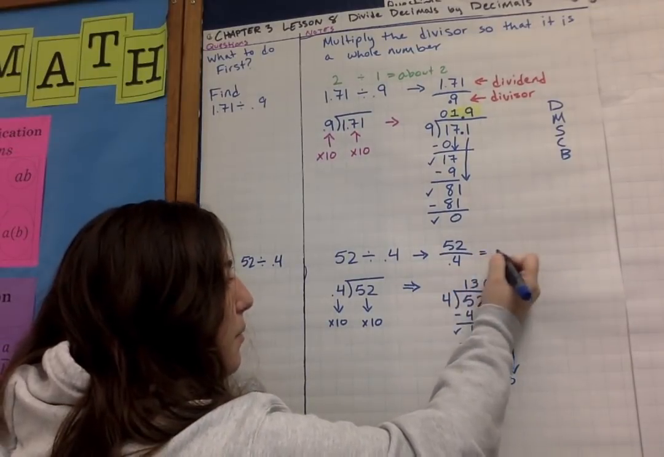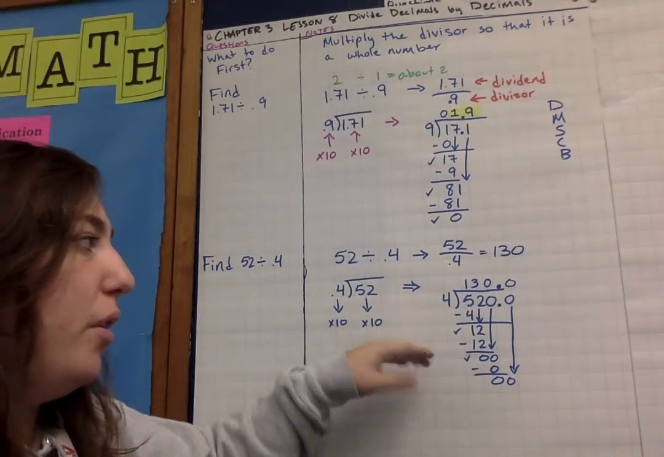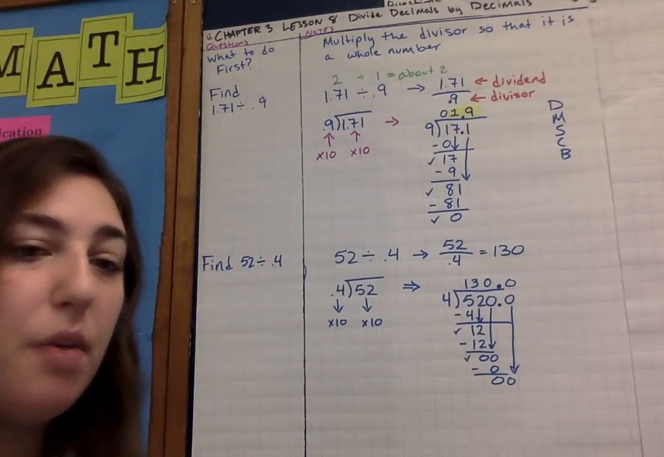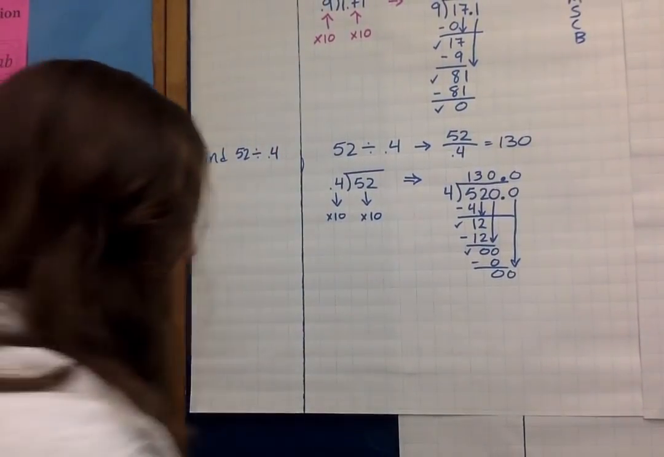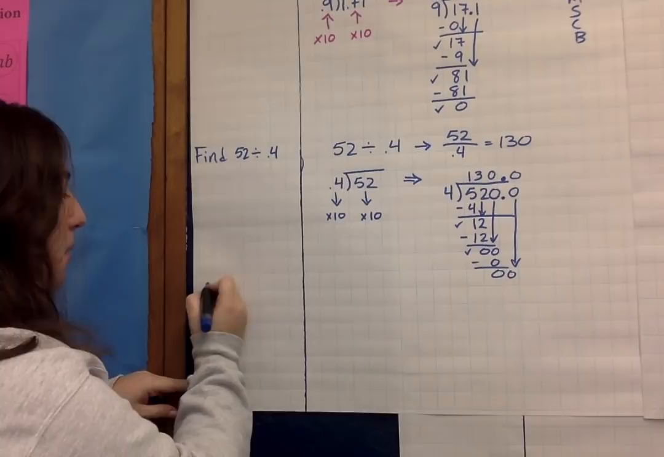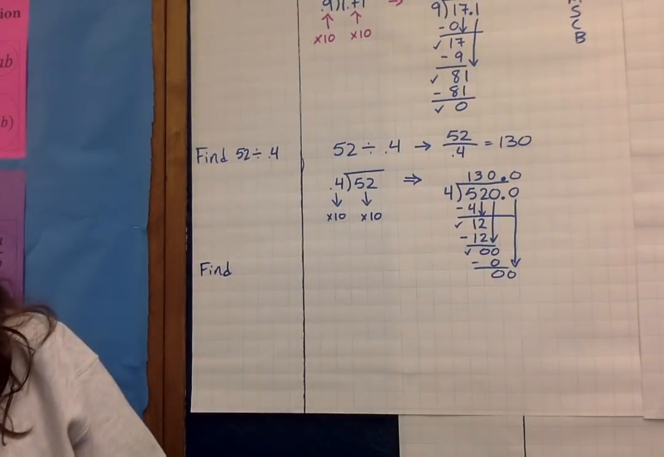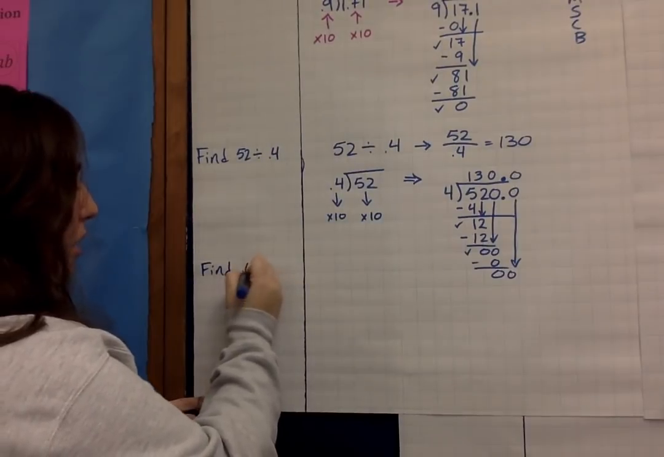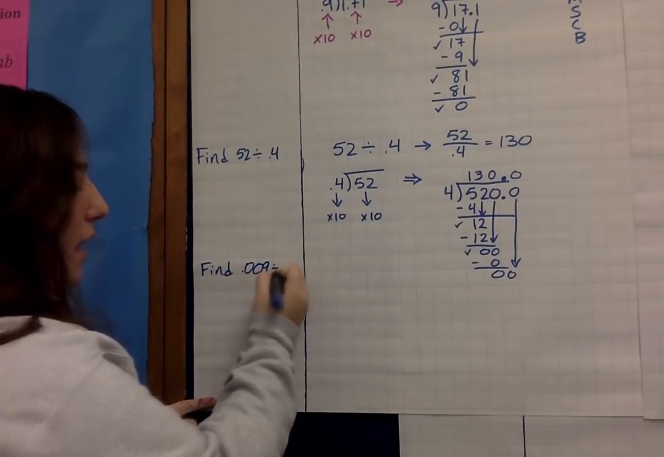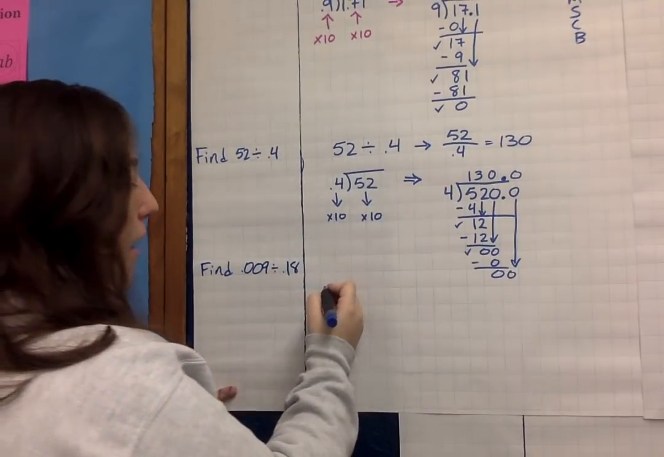Okay, I'm going to put my answer up here. 52 divided by 0.4 is 130. Okay, you can always check your work with a calculator as well. So we're going to do one last problem. Okay, this problem is going to be to find 0.009 divided by 0.18. Okay, I'm going to rewrite how that looks.